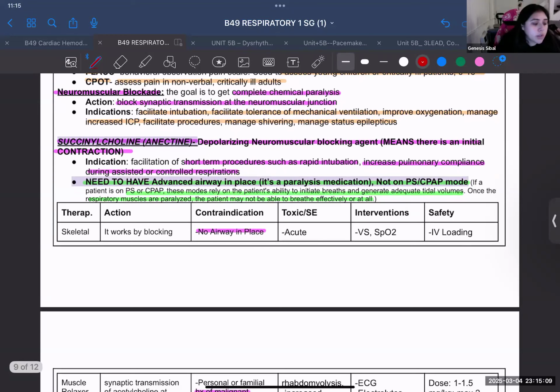Okay, so moving on to neuromuscular blockade, the goal is to get basically complete chemical paralysis, right? So it makes sense. It's literally saying muscular blockade, so you're blocking the muscles from being able to move, and now you're having paralysis, right? So the action: it blocks synaptic transmission at the neuromuscular junction. Remember when we were talking about GBS, MS, all of that last semester in third, at the end of the year, which I hate that they put all at the end.